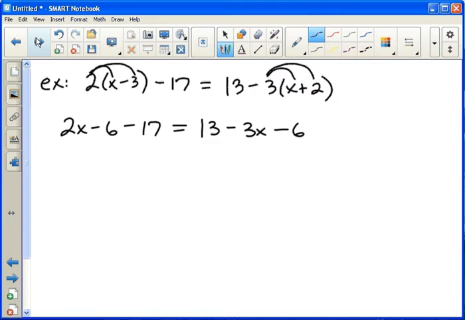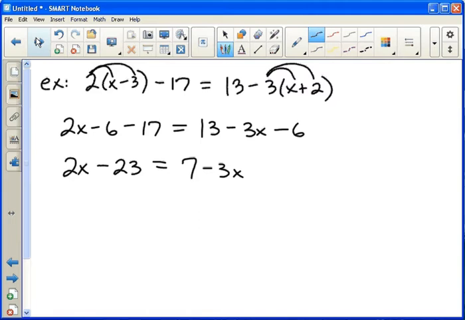So first, I'm going to simplify the things I can on each side. In other words, on the left side I have 2x minus 6 minus 17. So I can combine the like terms. Negative 6 minus 17 gives me negative 23. Over on this side I can do 13 minus 6, which is 7, minus 3x.